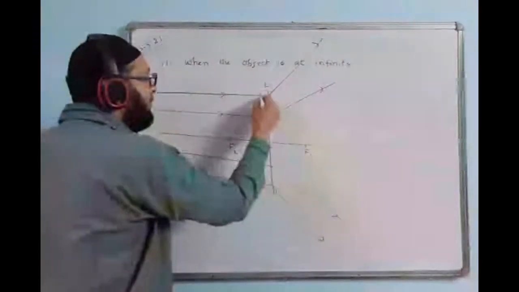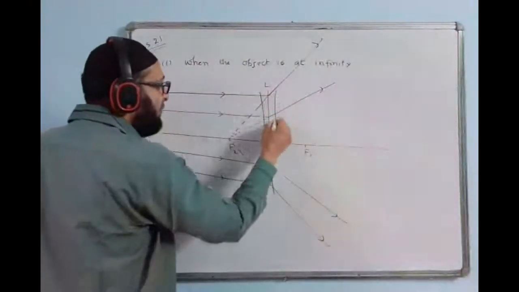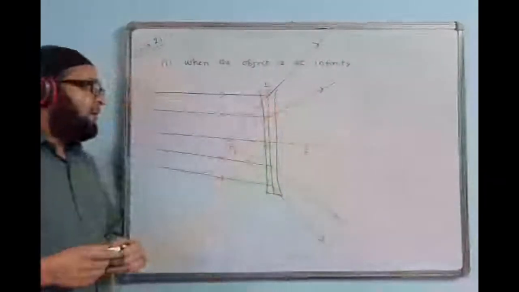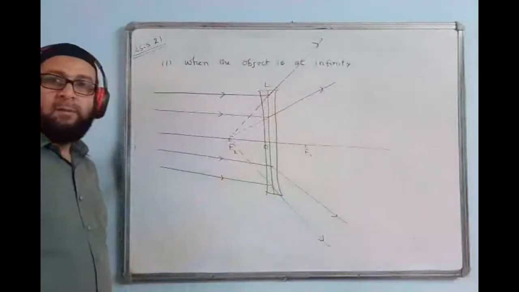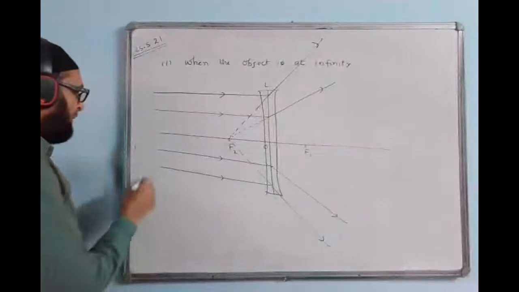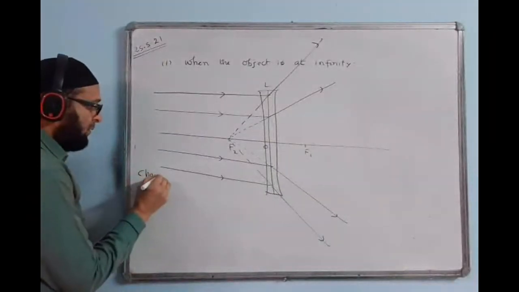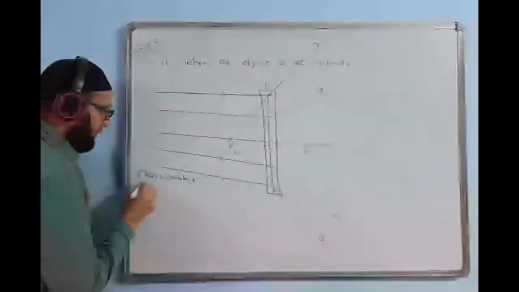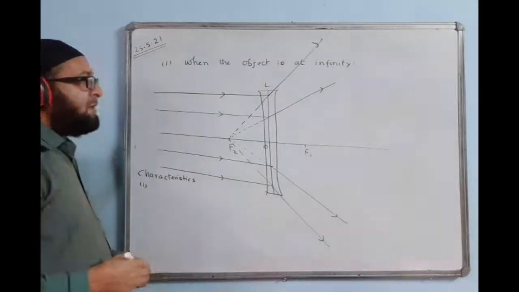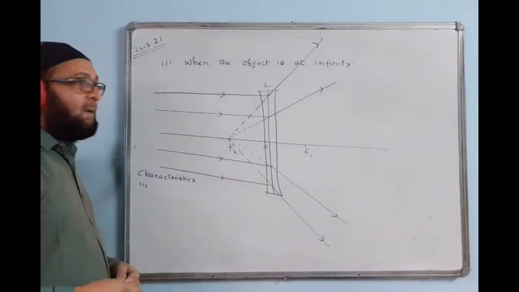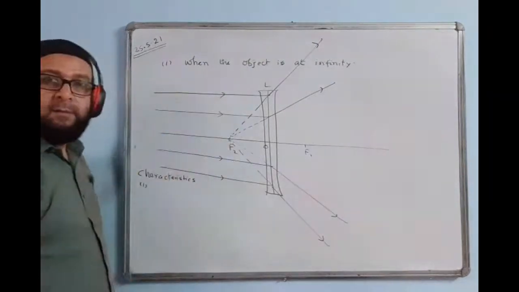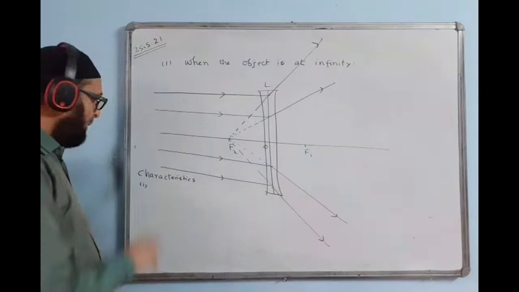And later on, you can change this into a thin concave lens, like this. Thin concave lens you can draw. And then you will be writing characteristics. That's why it is called diverging, and the rays are diverging, spreading away. And this is number 1.